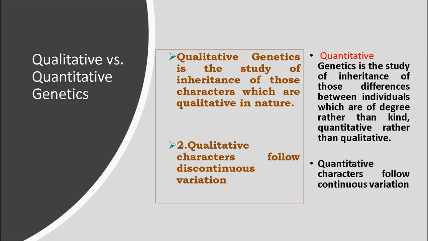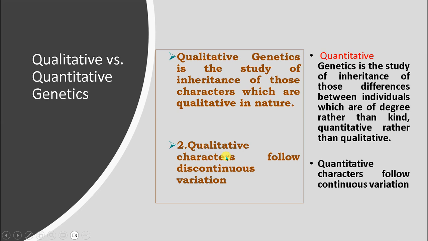Then we list certain differences between qualitative and quantitative genetics. Qualitative genetics is the study of the inheritance of those characters which are qualitative in nature, which can be described by quality, for example. Whereas quantitative genetics is the study of inheritance of the differences between individuals which are of degree rather than kind or quality.